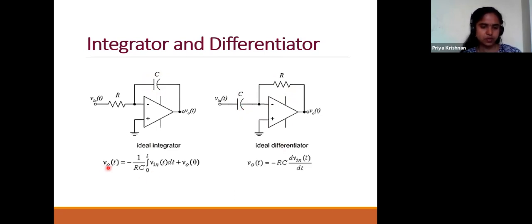For the integrator, I have V out is equal to a constant 1 by R and C, where R and C are constants, then integrated from 0 to t. What I integrate is my input signal. What I applied here, I integrate in the input, so that is my output. And here for the differentiator, it is RC, and then I differentiate my input value. What I applied here, I differentiate on my input side. So that will be available in the output.